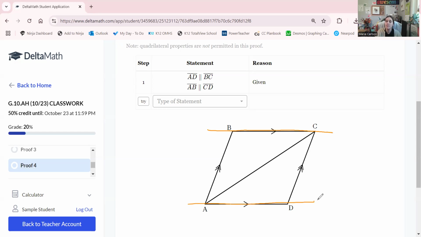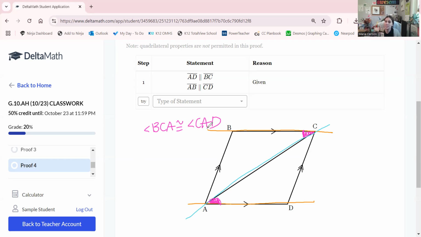BC and AD are being intersected by a transversal, AC. And we know that these alternate interior angles are congruent. So how does that help us? I can say that angle BCA is congruent to angle CAD, because they are alternate interior angles that are formed when two parallel lines are cut by a transversal.